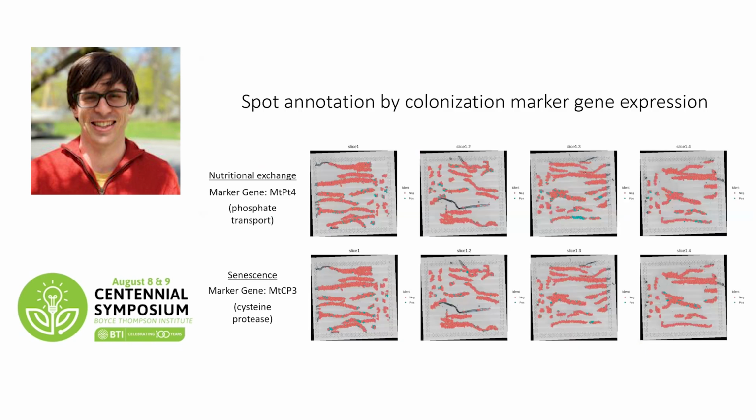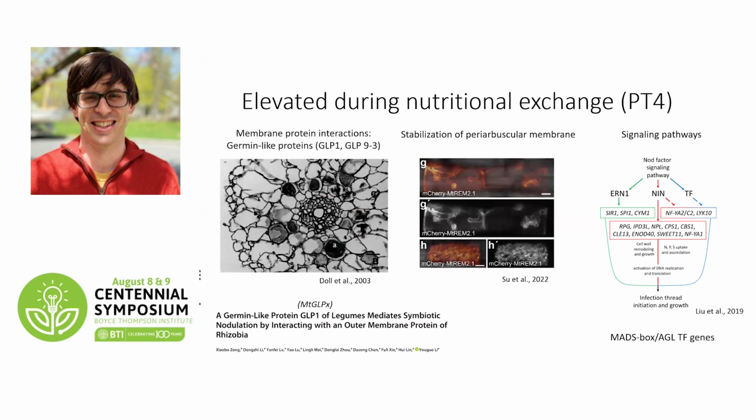And so I'll talk about using this phosphate transporter to show where these cells that have nutrient exchange occurring are, as well as a senescence marker. And we can just look at a couple examples of what's going on in these cells in these two distinct arbuscular cortical phases.